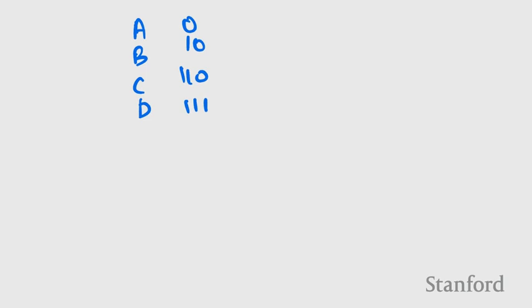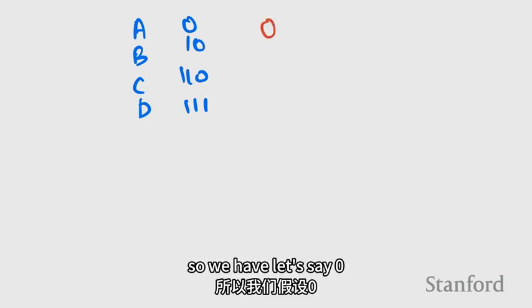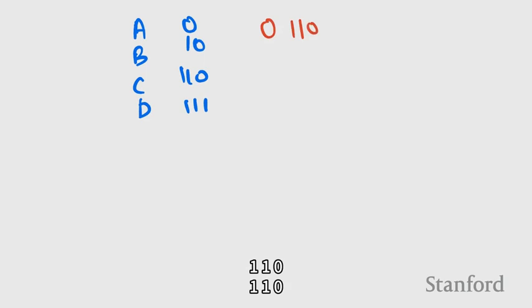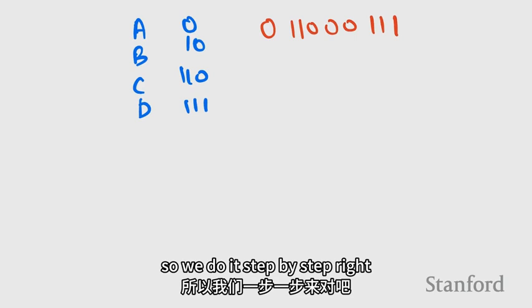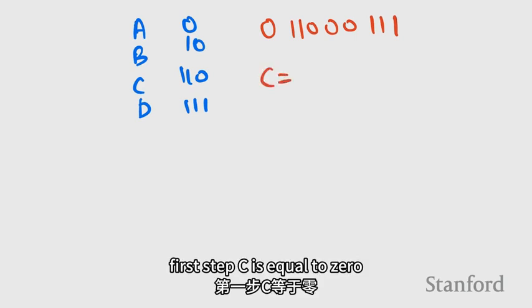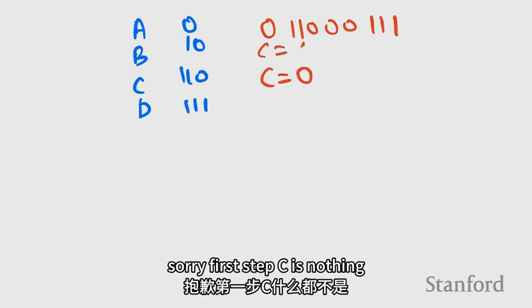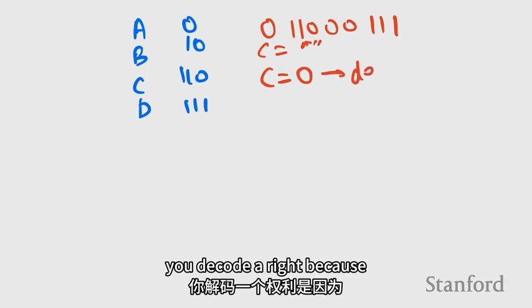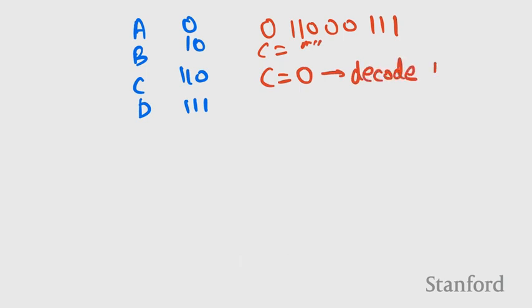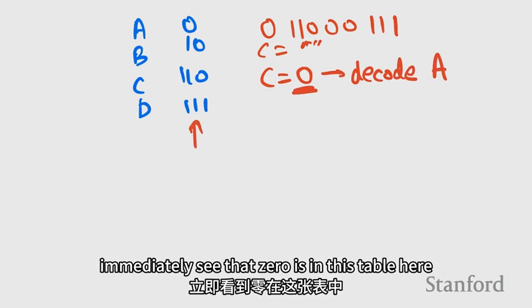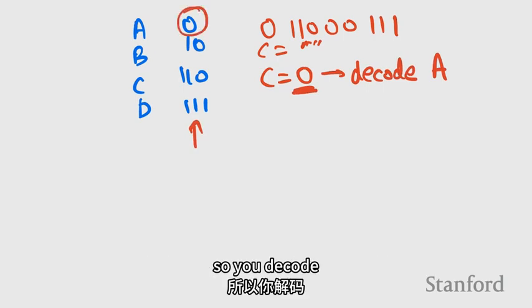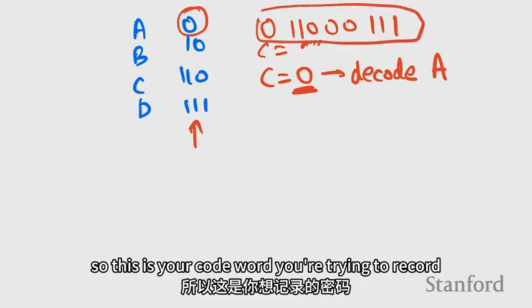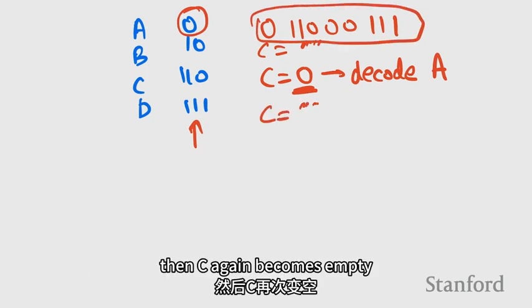So we have, let's say, 0, 1, 1, 0, 0, 0, something. Okay. So we do it step by step, right? First step, C is nothing. So null. Then C is 0. You decode A, right? Because you immediately see that 0 is in this table here. So this is your code word you're trying to decode. Then C again becomes empty.